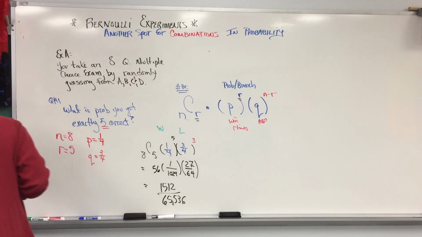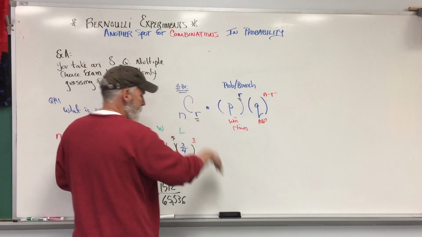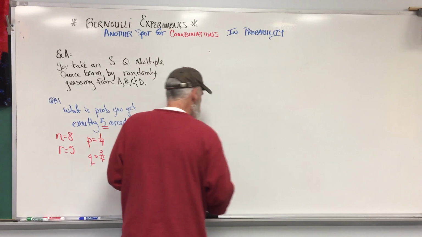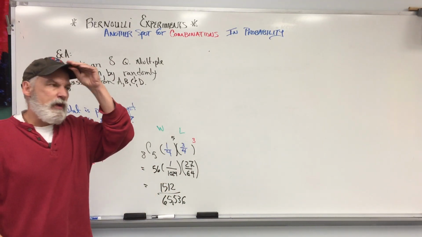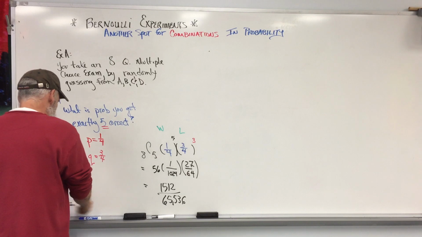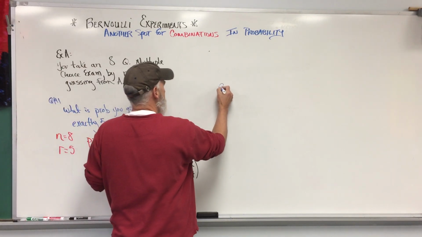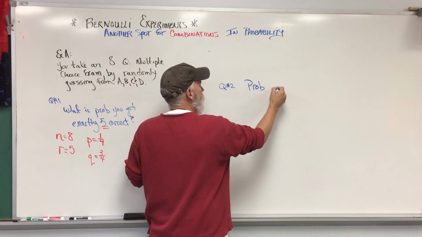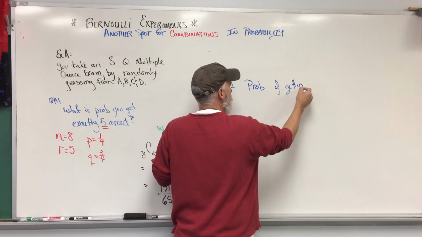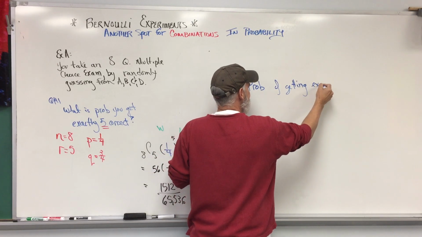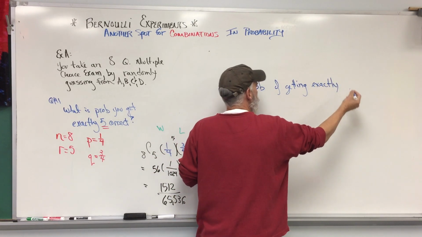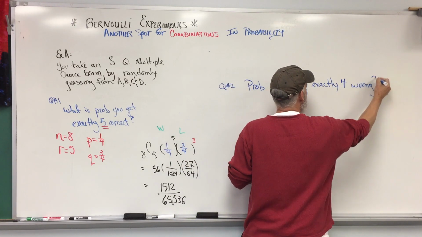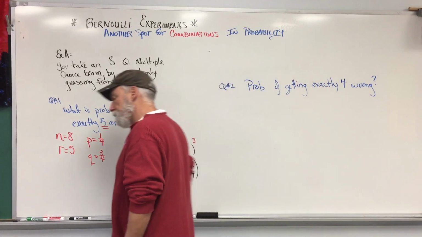So let's take a look at another one here, okay? Same event. In class, when you next sit down with me, we're going to talk about at least and at most. Right now, we're just doing the exactly. So let's do question 2. What is the probability of getting exactly, let's say 4 wrong? In other words, getting 50% wrong.